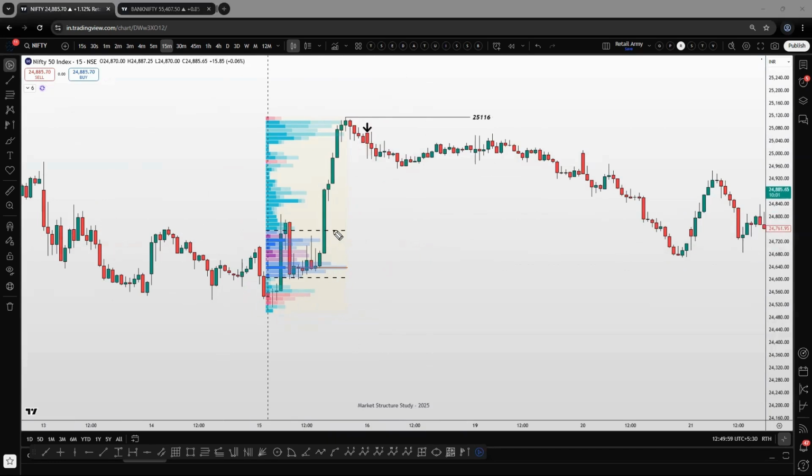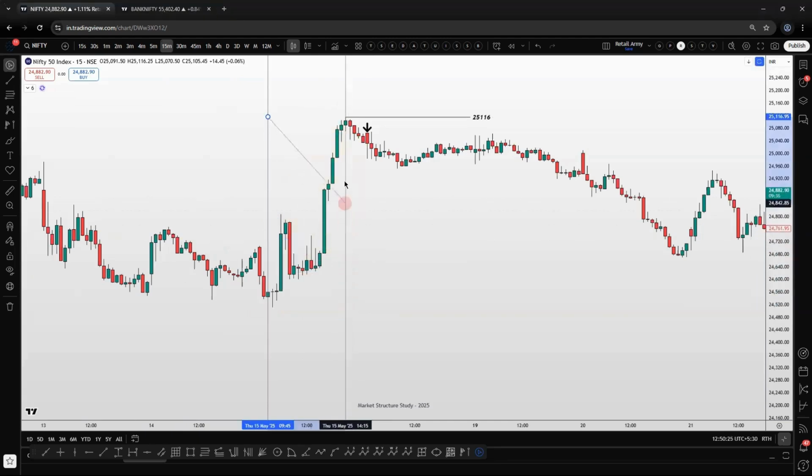Right now, you can see this is the value area. This is the POC level. What is POC? Point of control. What does it tell us? Major activity has taken place here. In this value area, the most valuable area, the control point is here. That is the use of POC. Simple. Now, one by one, I'll move the candle.